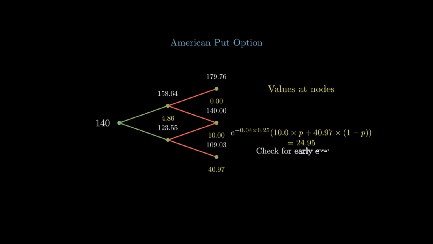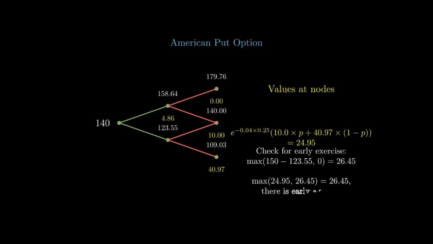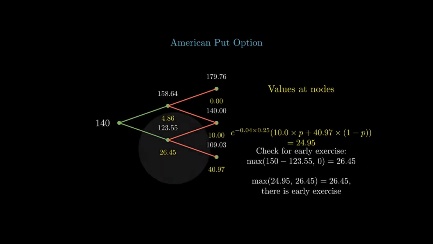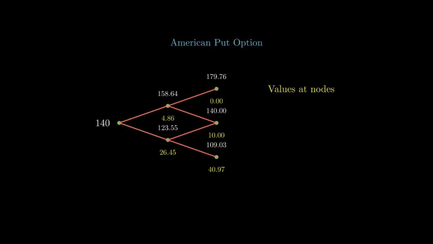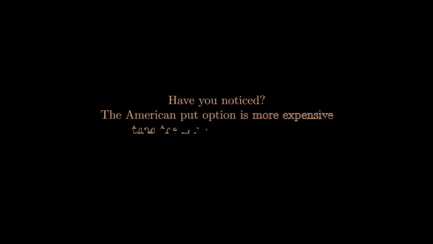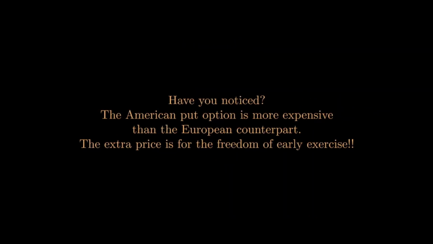As you can see, there is an early exercise possibility when the price moves down to 123.55. But for the case of the price movement to 158.64, there is no early exercise possibility. Finally, the calculation of the premium at t equal to 0 gives us 15.30 per share. Have you noticed the American put option is more expensive than the European counterpart? The extra price is for the freedom of early exercise.